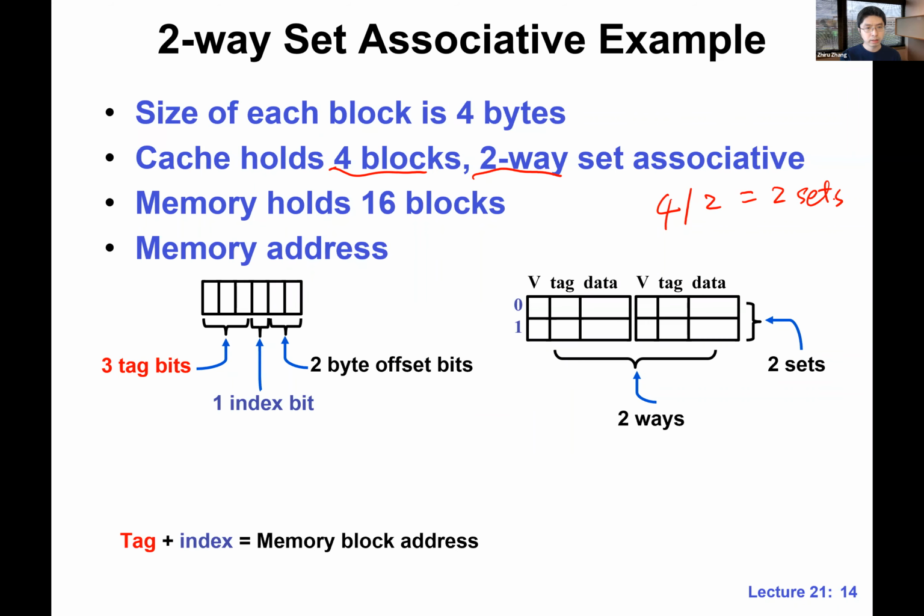One more time: we have 2 sets, and per set we have 2 ways. This is the abstract diagram of the cache. We have some indices here: 0 means set 0, 1 means set 1. Each row means a set, and per row we have 2 ways.